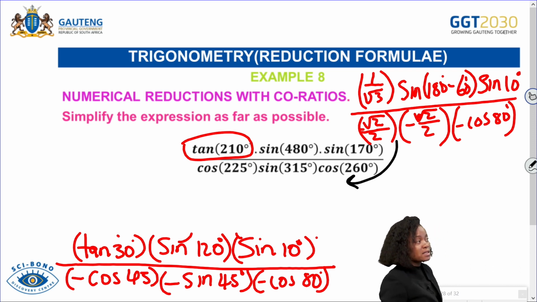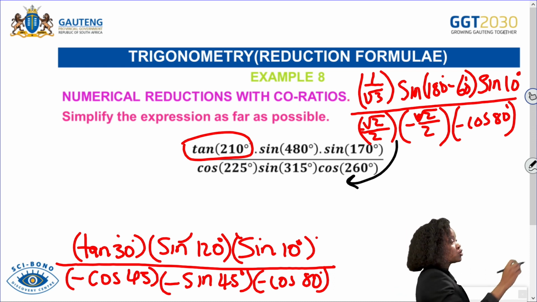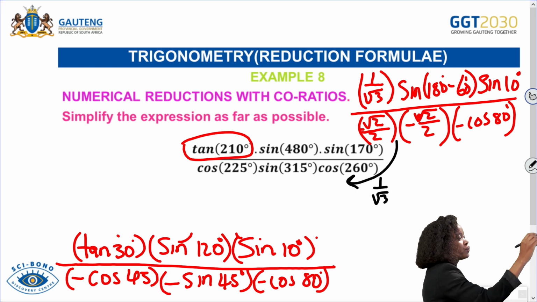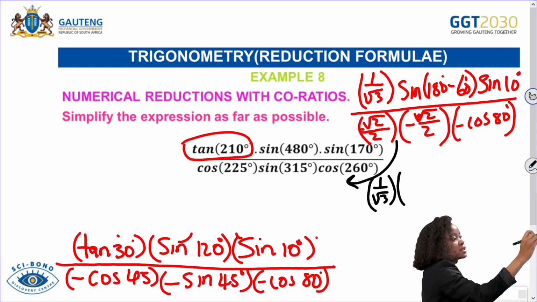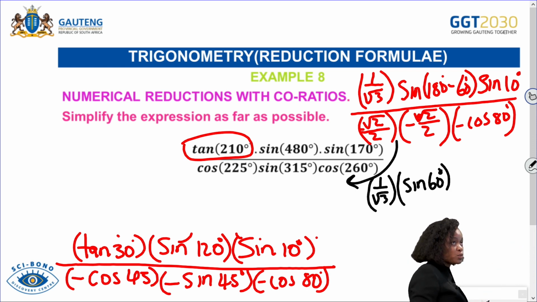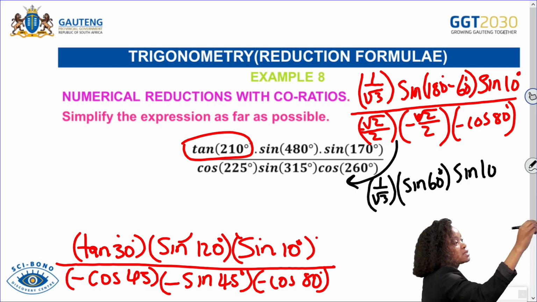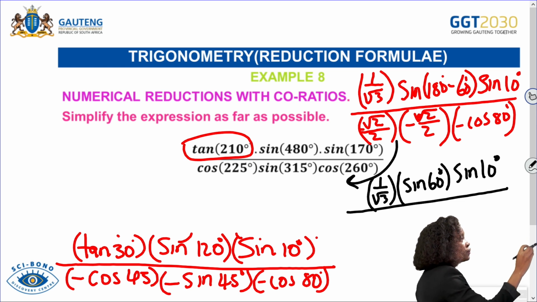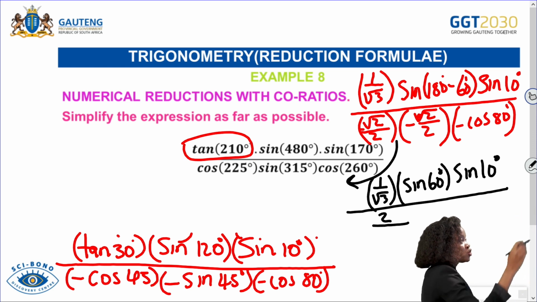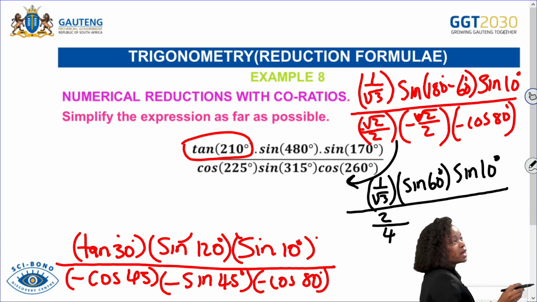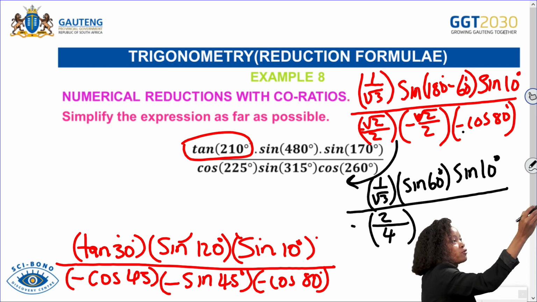Okay, so 180 minus 60, it's in the second quadrant, and in the second quadrant, sine is going to be positive, right? So it means you'll have 1 all over root 3, and then you've got sine of 60 degrees. It's positive because in the second quadrant it's positive. And then you've got sine 10 degrees all over root 2 times root 2, I'll get positive 2, and 2 times 2, I'll get a 4, right? And then it's still going to be negative because you've got this negative. And then you've got cos of 80 degrees.